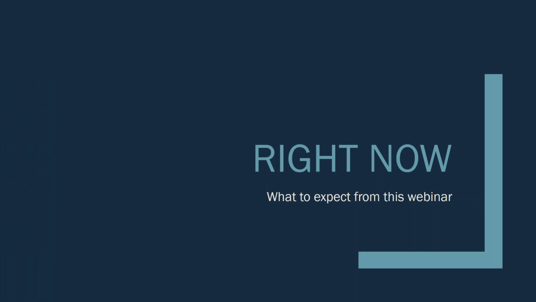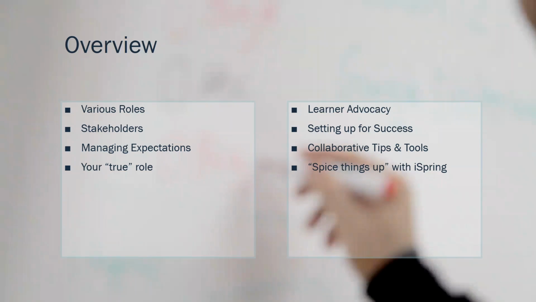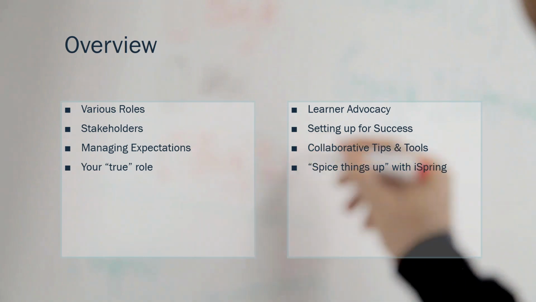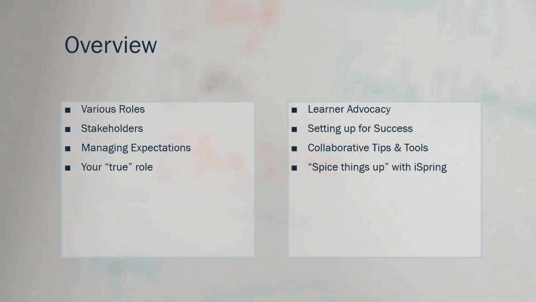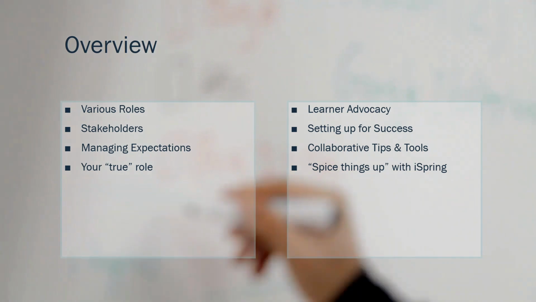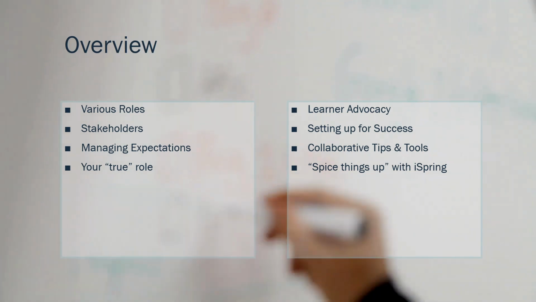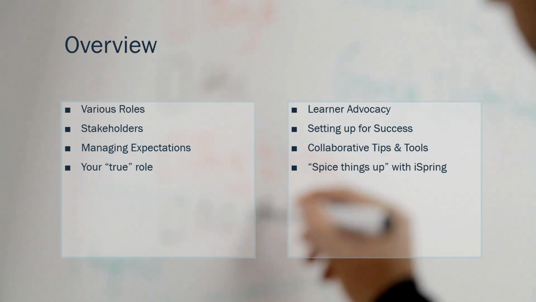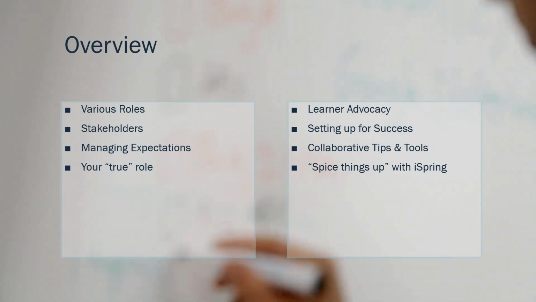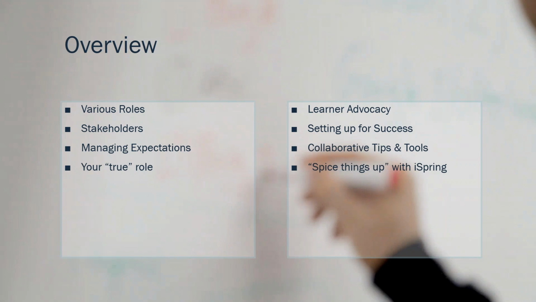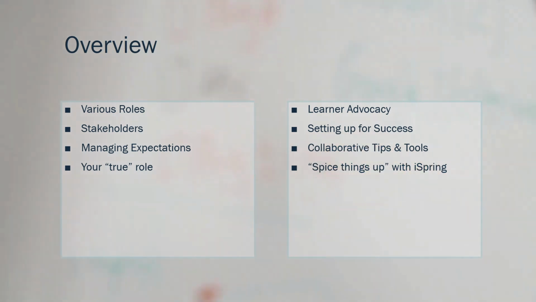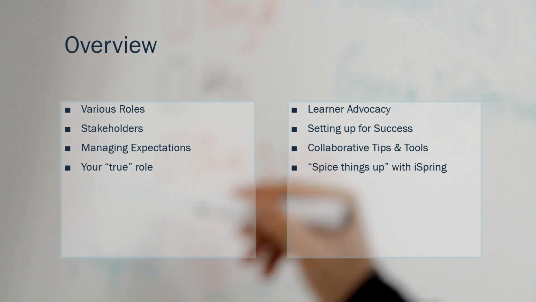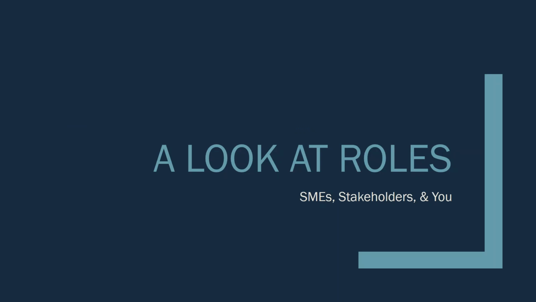So let's talk about... This is the obligatory objective slide. Let's all cringe and accept it. So we'll talk about the various roles, the stakeholders, what you can do to manage expectations, what your true role is, how to be a learner advocate, how you can set yourself up for success, and maybe some tools you can use to collaborate with other people in your pipeline. And maybe we can think about spicing things up with iSpring. So there are some various tools I'll show you here in a moment. So let's take a look at the roles.